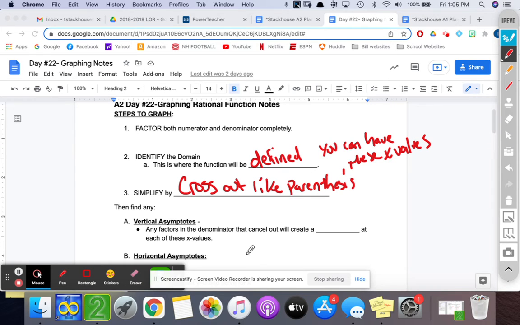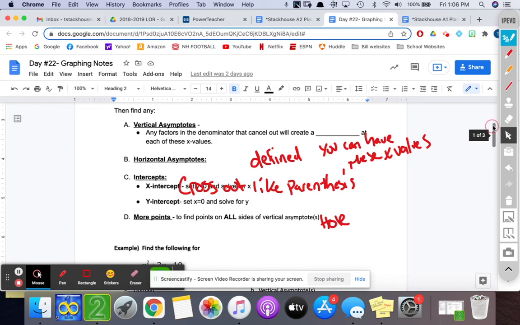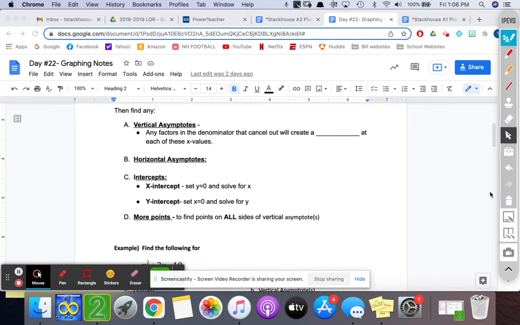Now, when we cross things out, it's going to create a hole, and I'll talk about what that is. The last couple of days, we have talked about horizontal and vertical asymptotes. They're the dotted or squiggly lines that your graph never touches. For your x-intercepts, you're going to set y equal to 0 and solve. Then we're going to plug 0 in for x and get y, and then we'll find some more points.